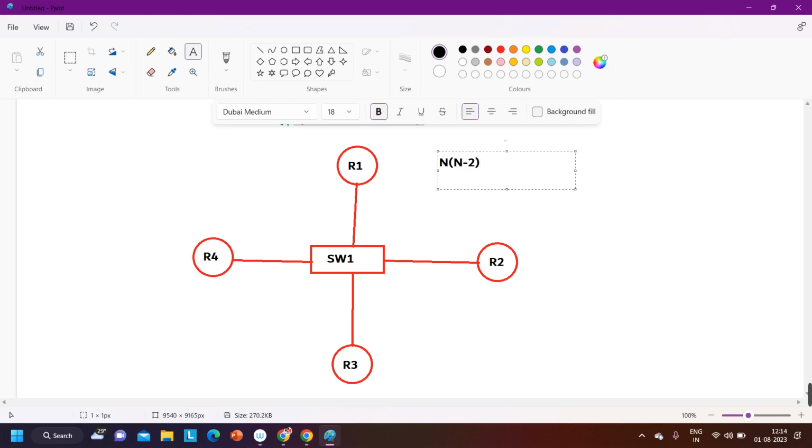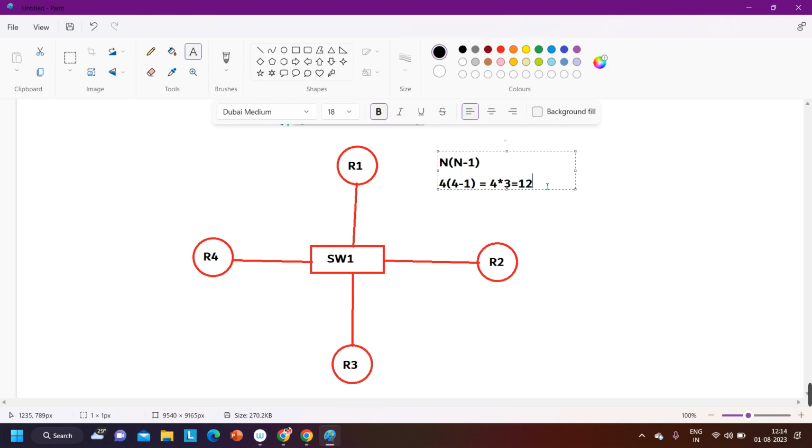So how many neighbors are there? N is the number of routers, so the number of routers is 4. 4 multiplied by 4 minus 1. It will not be 8. 4 multiplied by 3 is 12. Minus 1, it is 12. That means the total number of adjacencies is 12 here. The total number of neighborships is 12.